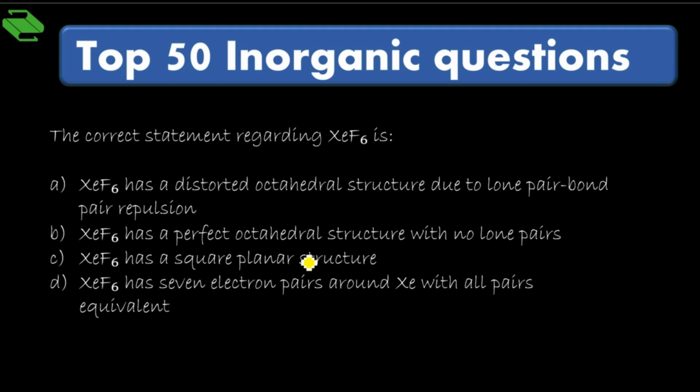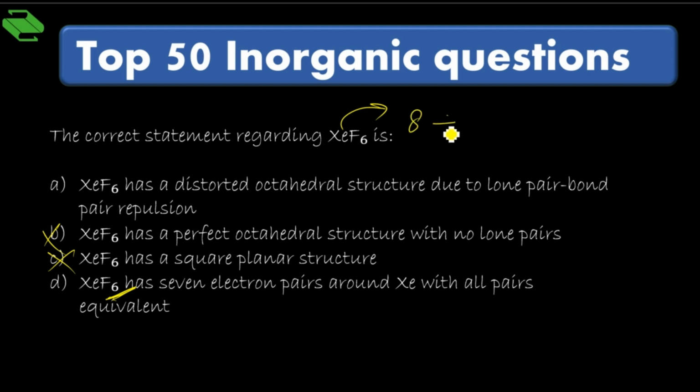Yes, that is true. And is a perfect octahedral structure with lone pair? No, that is not true. And which is having a square planar structure? Obviously not. XeF6 has 7 electron pairs around Xe, with all pairs equivalent. It is not having only 6 electron pairs. There are 6 bond pairs, and how many lone pairs is it having?